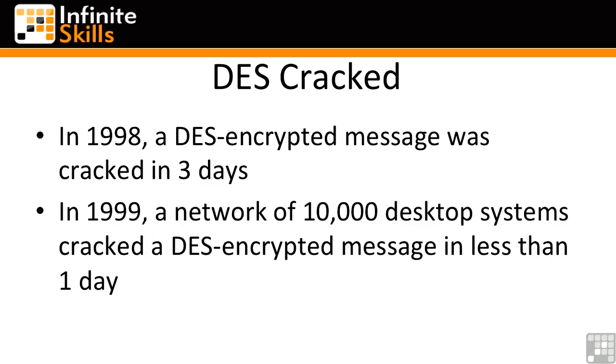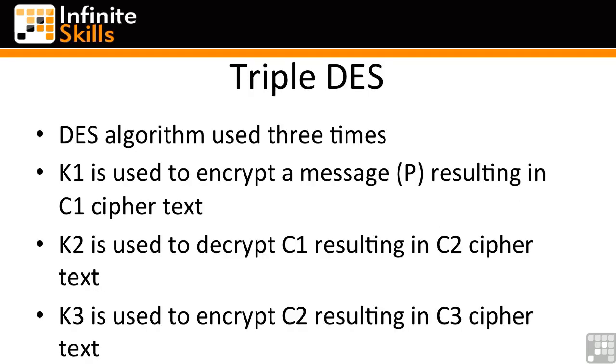Since DES was broken and the writing was on the wall for a little while, we knew we needed something else. So along comes triple DES. Triple DES isn't 3 times the strength of DES necessarily. It's really DES applied 3 times. And what I mean by that is we take a plain text message, and let's call that P, and we're going to use a key that we'll call K1 to encrypt the message, and that's going to result in ciphertext, and we'll call that C1.